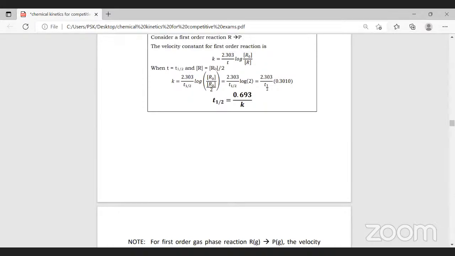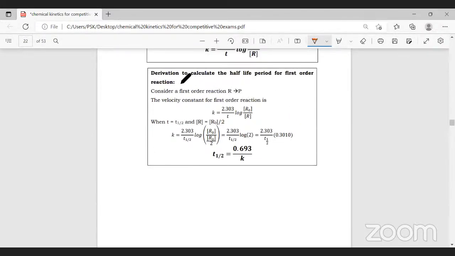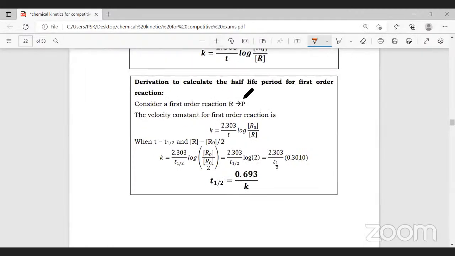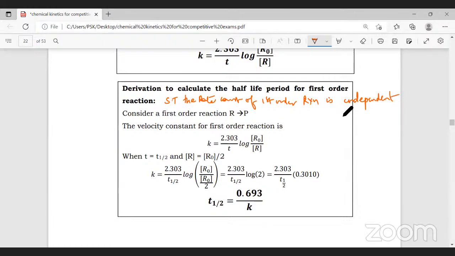All right. Understood this derivation? Okay. Now, derive to calculate the half-life period of a first order reaction. Or they can ask you, show that the rate constant of the first order reaction is independent of initial concentration.